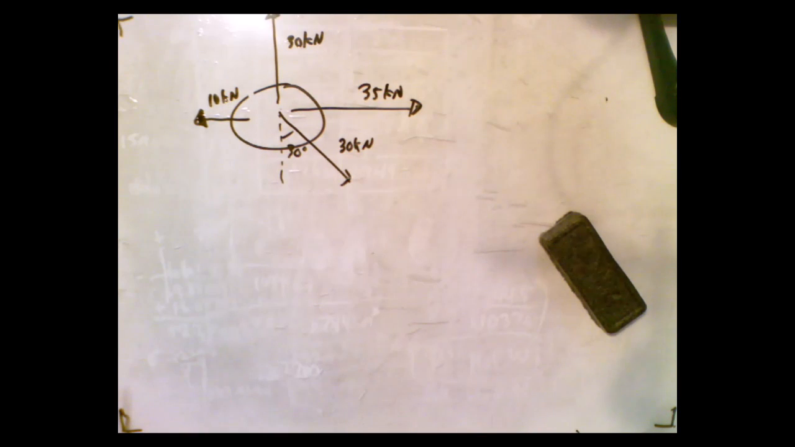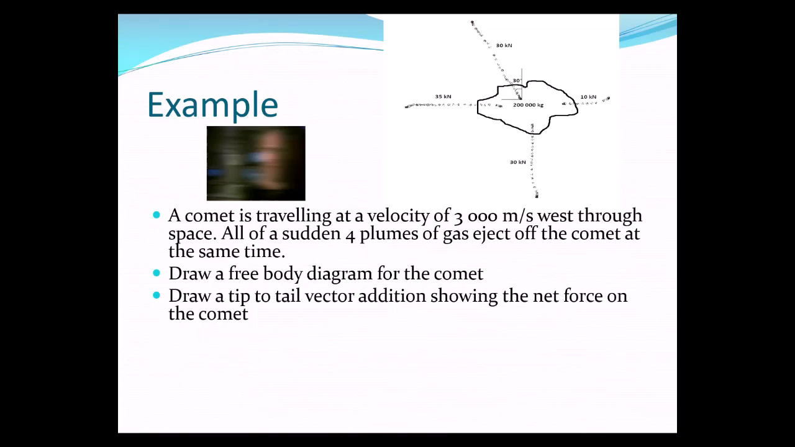So the next part of the question is asking us to draw a tip-to-tail vector addition showing the net force on the comet. So with the other questions that we were doing, we always started where we finished with sign questions, and there's always 3. But with this one, there could be a net force, so we probably won't start where we finish. So it doesn't matter which one you start with. So I'm going to start with this one here with 35 kilonewtons.